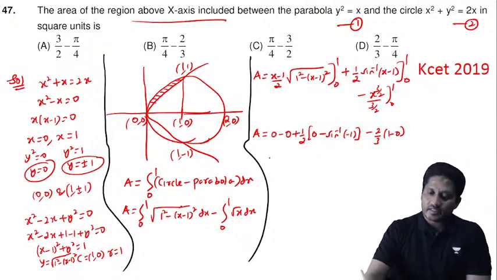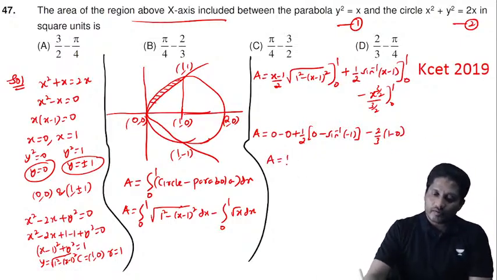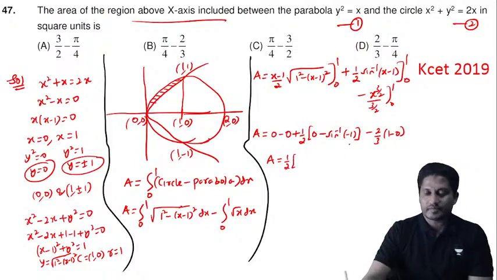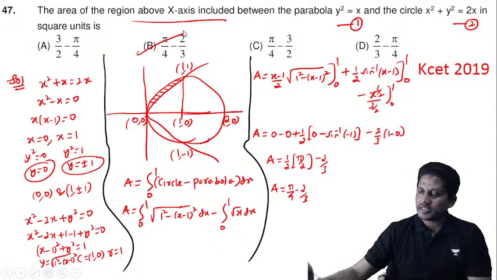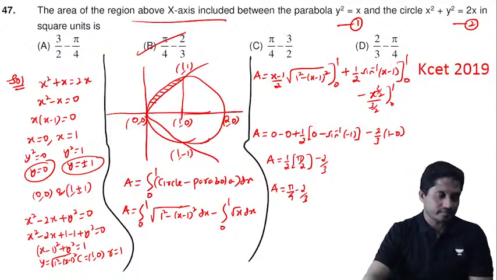Now we'll get, guys, area is equal to 1 upon 2, sine inverse of minus 1 is minus pi by 2, so this is plus pi by 2, minus 2 by 3. Area is equal to pi by 4 minus 2 by 3. Right, answer is option B only. Question 47, answer will be B.